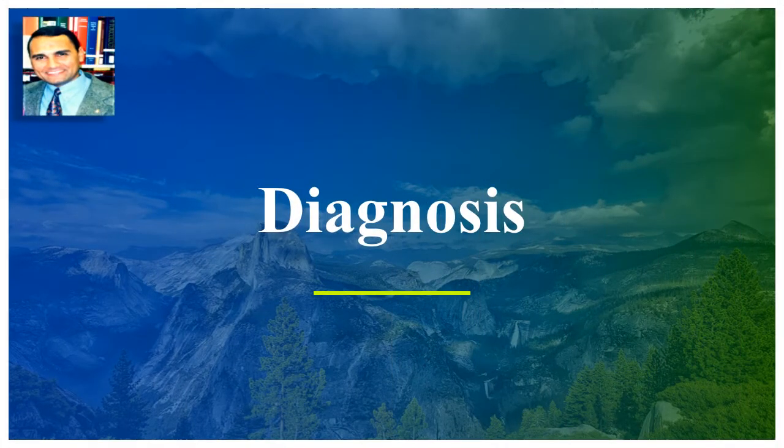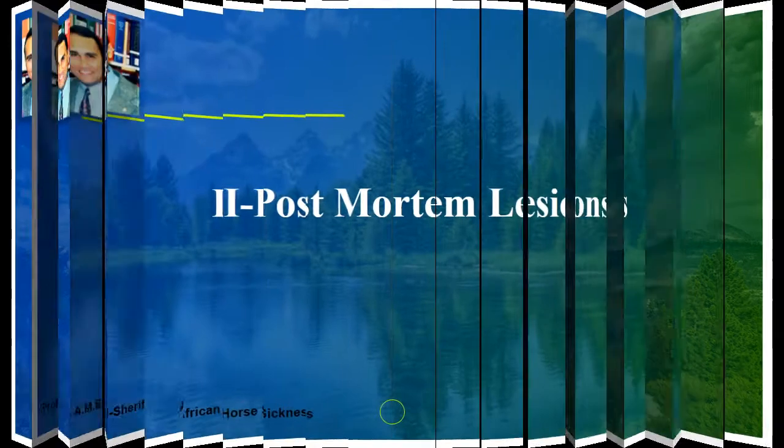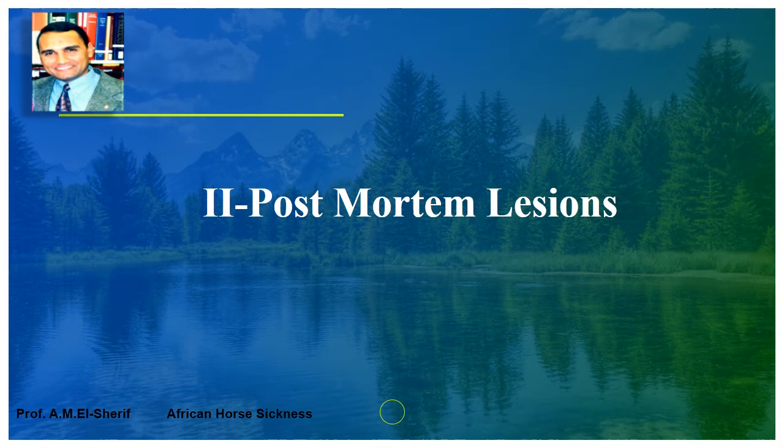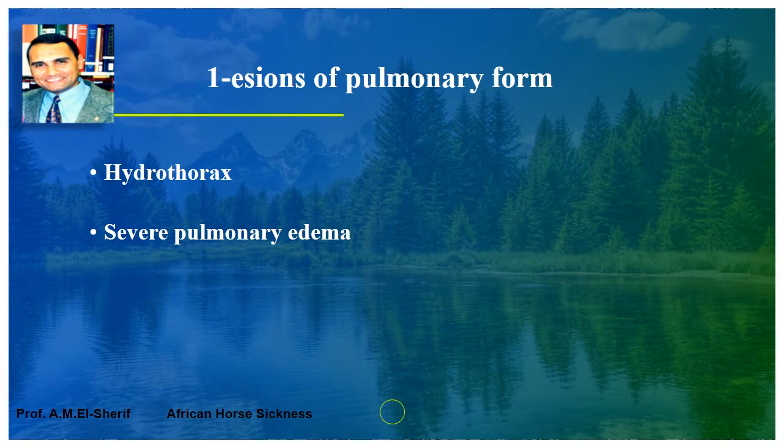Diagnosis of African horse sickness. The major second part in the diagnosis of African horse sickness is noticing the post-mortem lesions. Number 1. Lesions of the pulmonary form. There are hydrothorax and severe pulmonary edema.